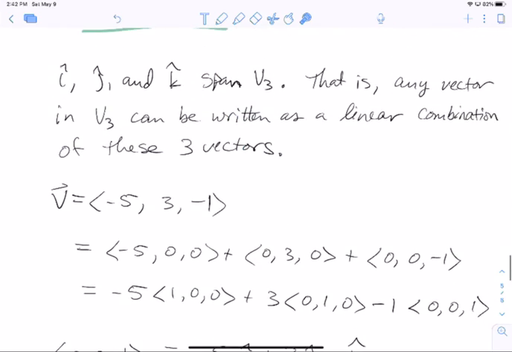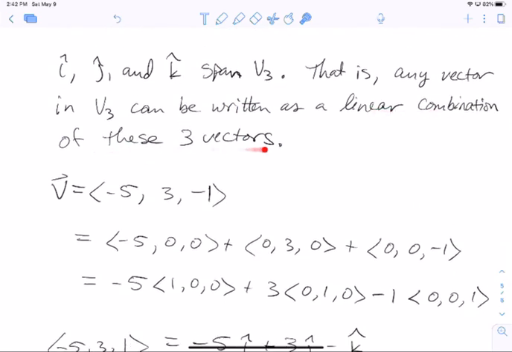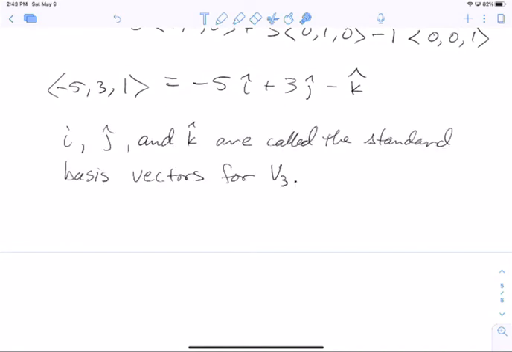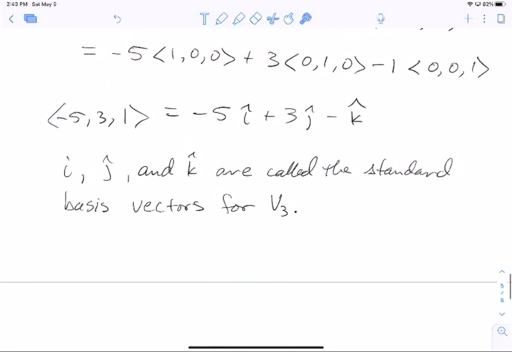Now, because of this linear combination possibility here, we say that i, j, and k form a basis in V3, and that just means that they span V3. But that they're unit vectors, that they are in the x, y, and z directions respectively, what we say is they are called the standard basis vectors for V3.